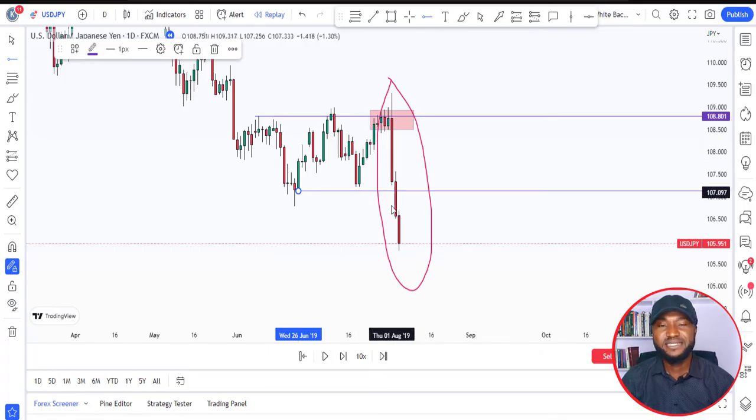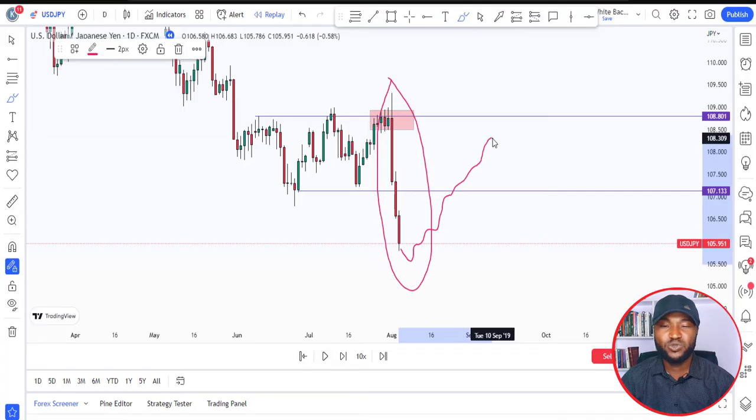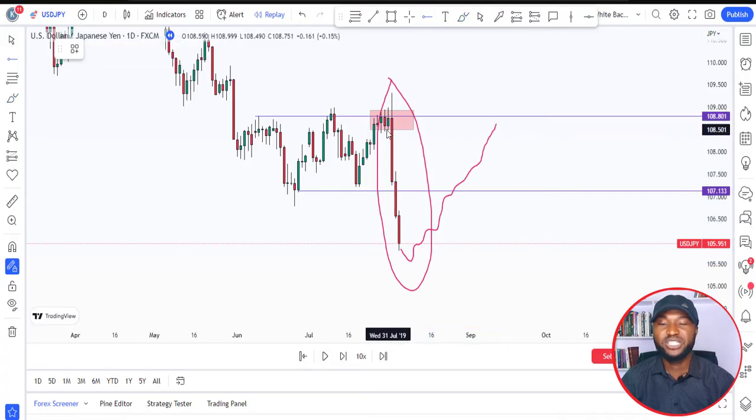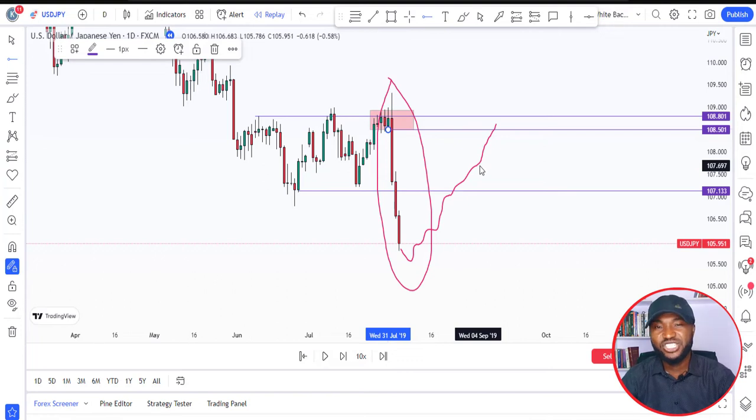So once we see this, we expect that price will balance this either sooner or later. Price will always want to come back and balance this movement to make sure that there is an efficient price delivery in market. So this is what is happening over and over and over again.